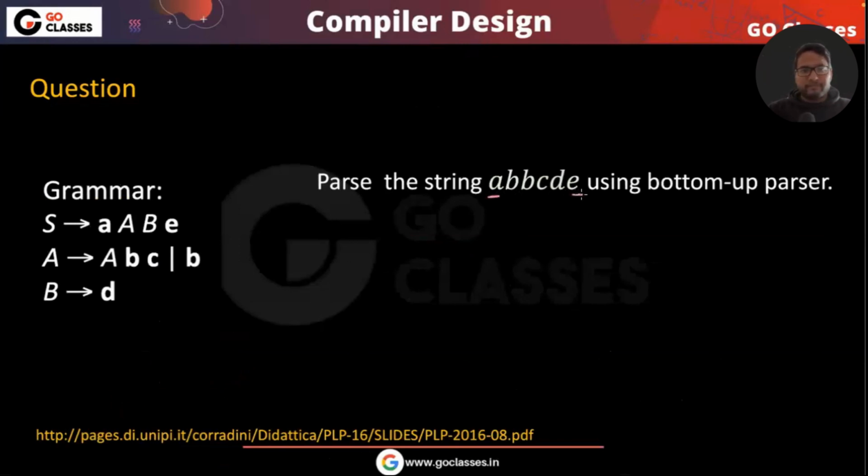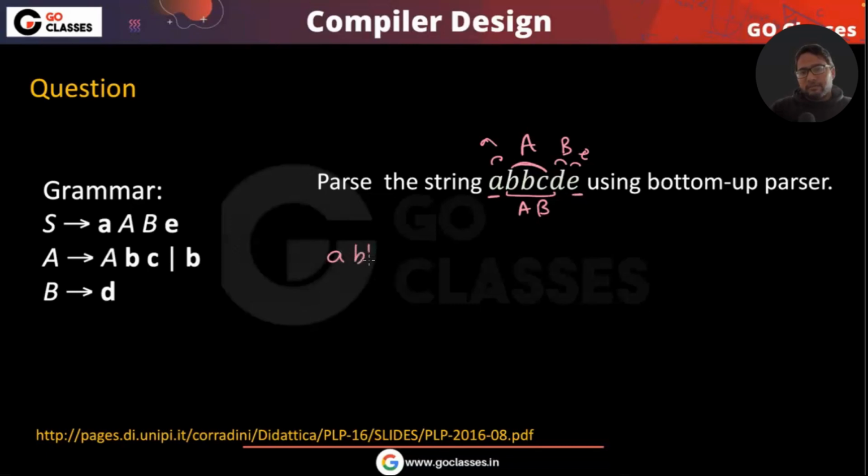This is E. So in between, this is AE, right? AB. And also this is B. So this is A. This is A. This is B. This should be small a. This should be small e. Okay. So how will you be parsing it?